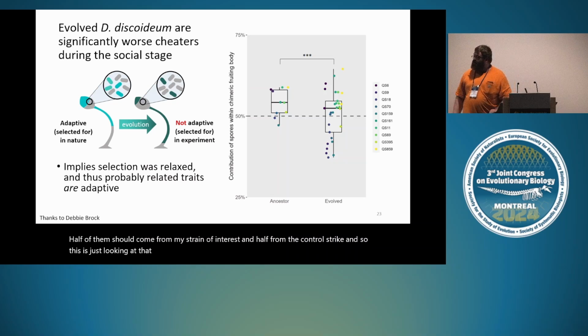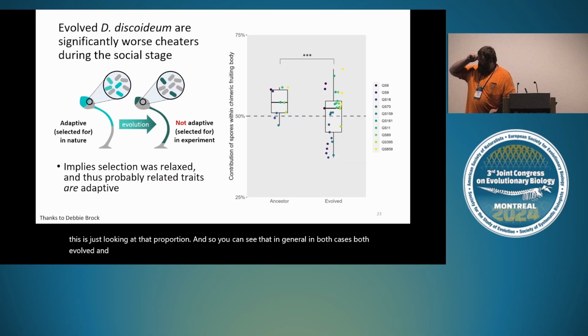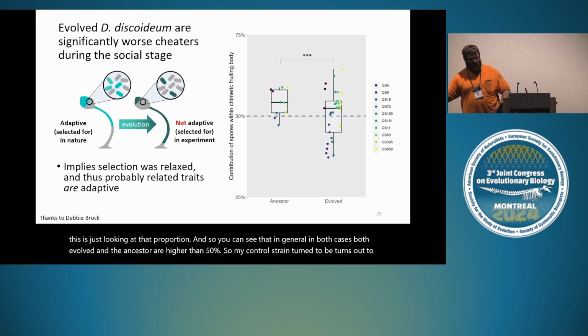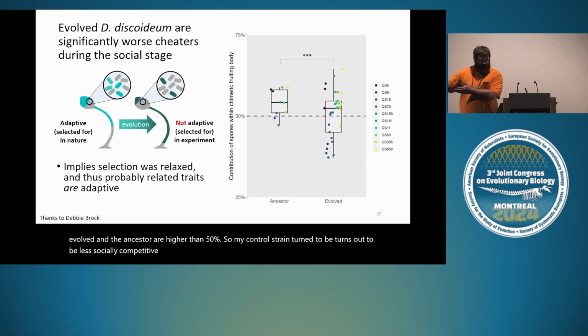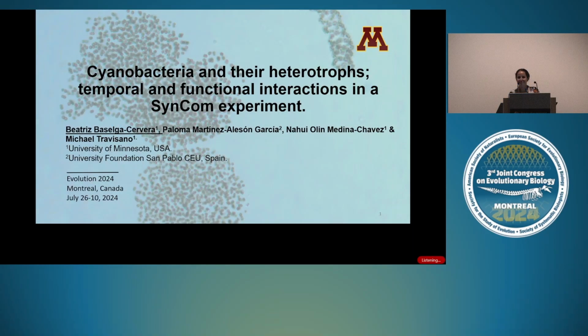You can see that in general, in both cases, both evolved and the ancestor are higher than 50%. So my control strain turns out to be less socially competitive than the strains I was studying. But that's not particularly relevant because I used the same control strain for everything.